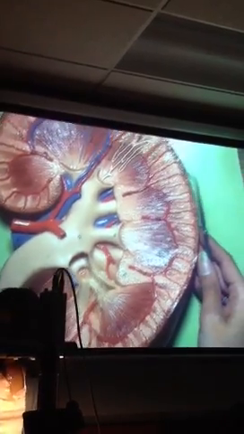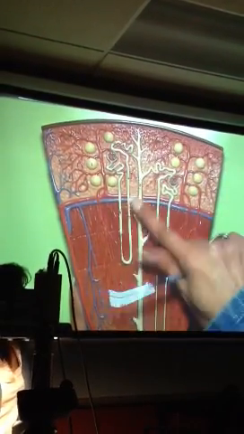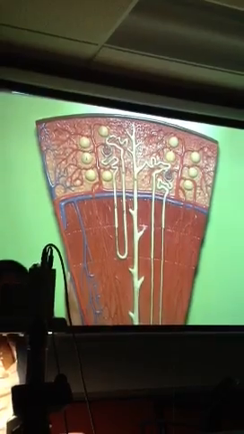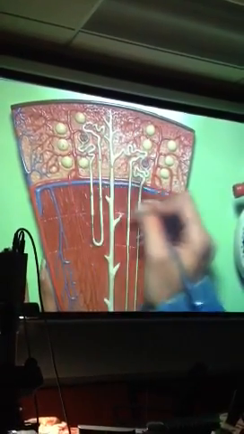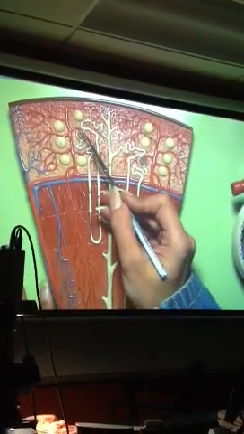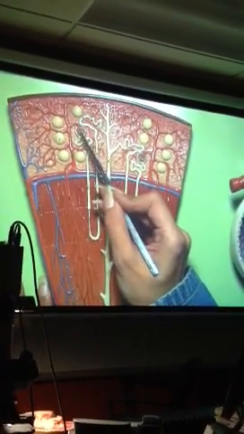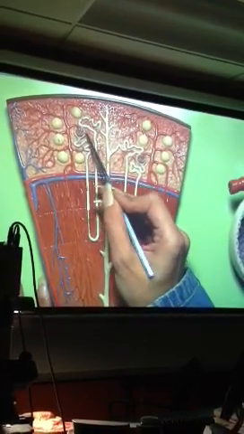Okay? Now we're going to take one pyramid and blow it up, and this is what you see. So this would be the cortex. This would be the medulla. Okay? Do you see all these bubbles here? Those are the renal corpuscles. So on the inside, you have the glomerulus, and then the cup on the outside is Bowman's capsule.